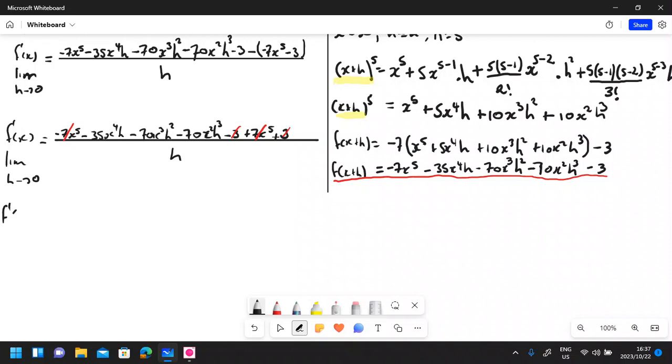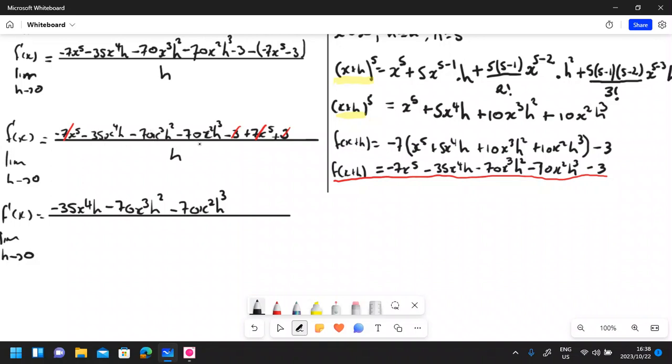So let's rewrite f of x prime limit, and then we say h approaches 0. So this is going to be, let's draw our line again. This time around, we are left with negative 35 x to the power of 4 h, and then we are left with another 70 x to the power of 3 h squared, and we are left with 70 x squared and h to the power of 3. As you can see, we are only left with 1, 2, 3 terms, and all these are divided by h.